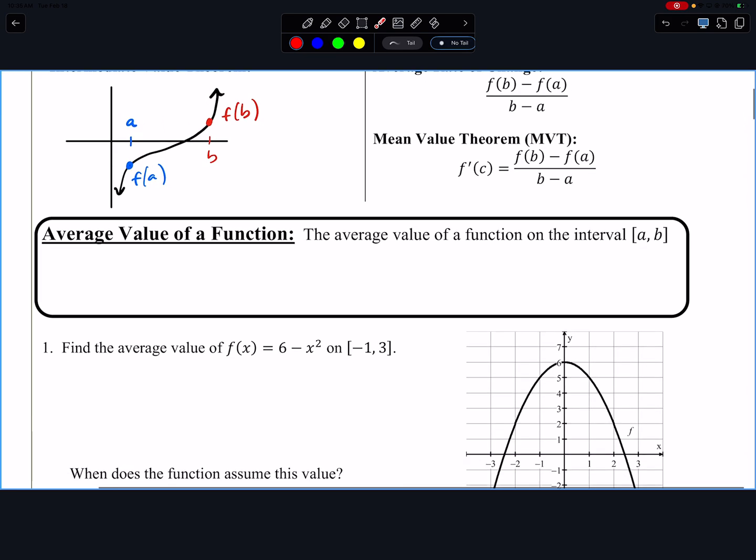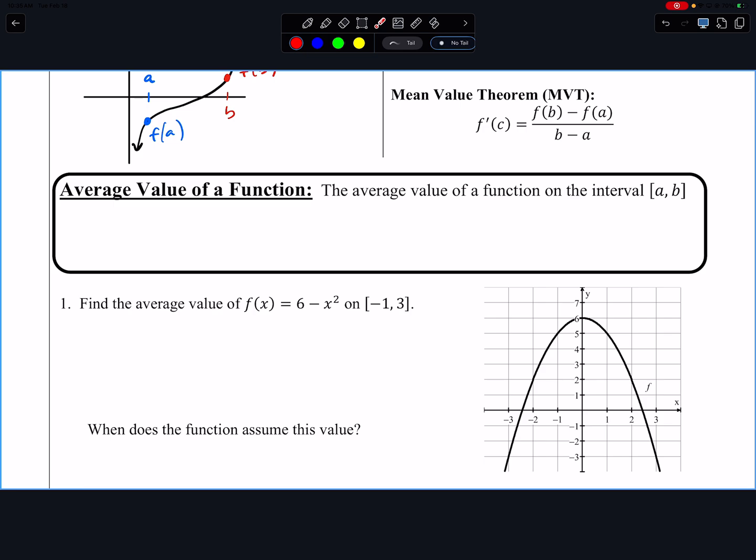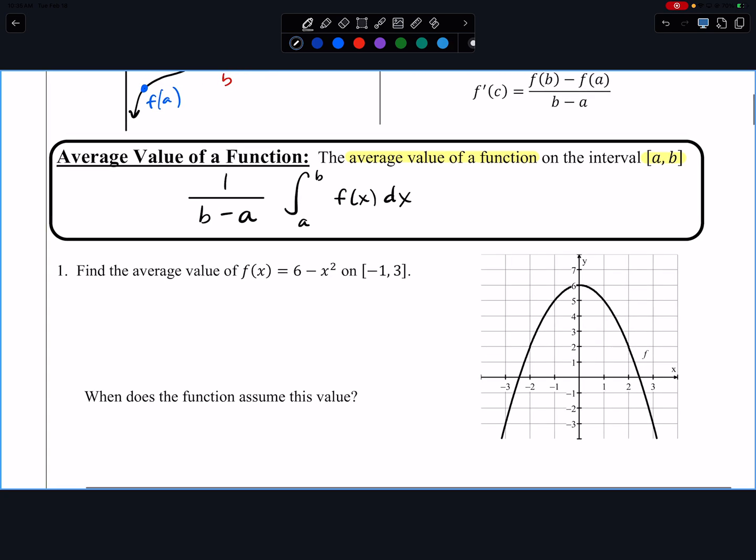Okay? All right. Average value is a new formula. So the average value of a function on the interval a to b is this formula: 1 over b minus a, so you're going to subtract this end point minus the beginning point, times the integral from a to b of f of x dx. And that's it. That's what this whole lesson's about.